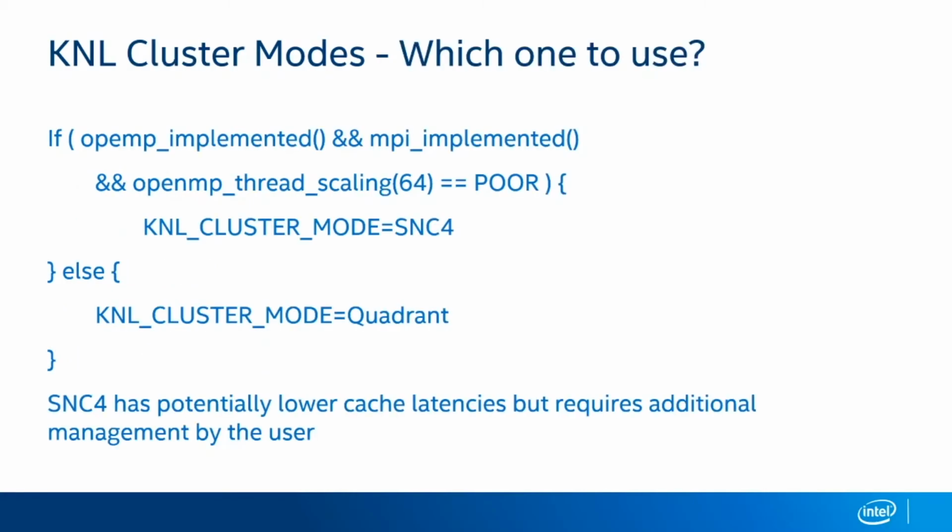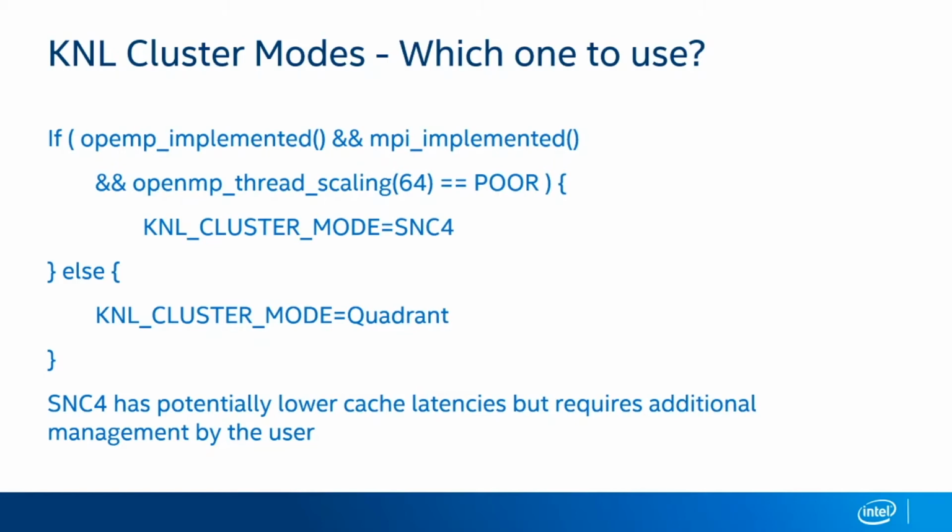So I've talked about multiple KNL clustering modes, and you might wonder, well, which one is right for me? While there are 5 or 6 total, in practice we normally default to using quadrants. There are cases where you might benefit from using SNC4. In particular, if you have an application that already has OpenMP and MPI, you're in a very good position to try out SNC4 with minimal effort.